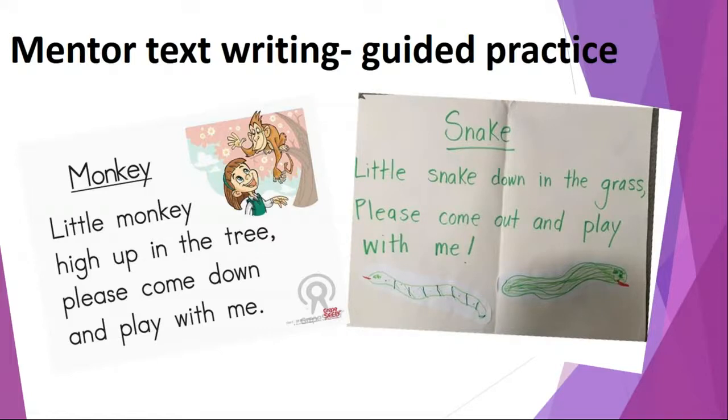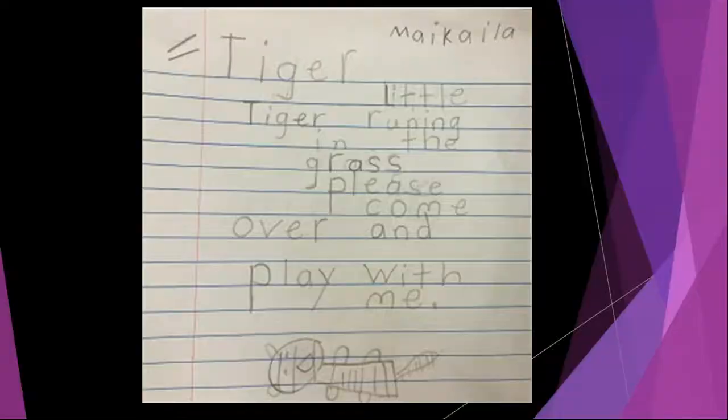The goal is that over time, you want to move your students towards independently writing their own poems. Like this. This poem was written by Michaela. She was a first grader and she wrote about tigers. Little tiger running in the grass. Please come over and play with me.